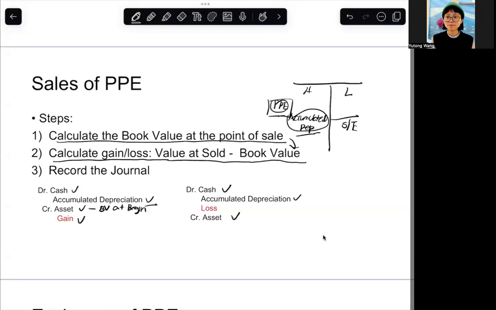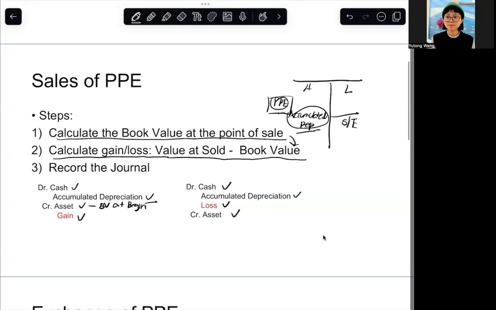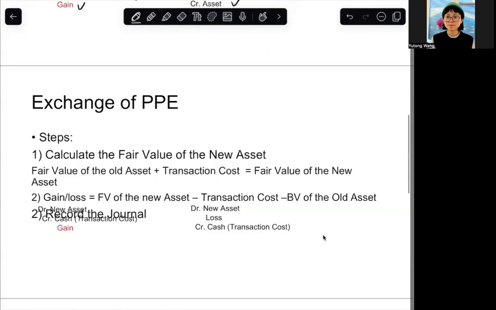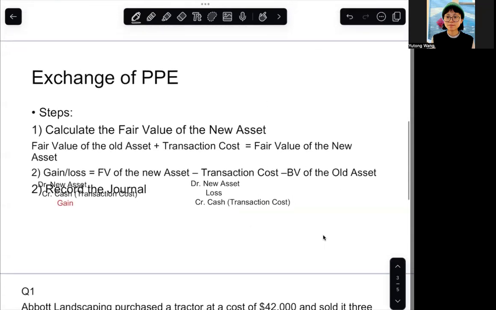And then if you get a loss, you just do the contrary of gain. You use a debit to record the loss. Okay, that's all for the sale of PPE. And then let's look at the exchange of PPE.